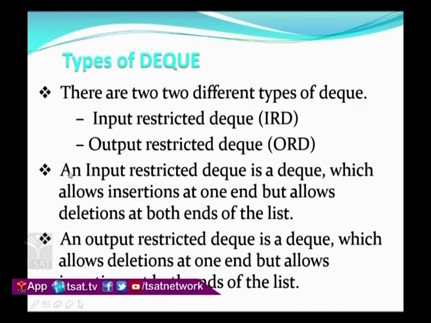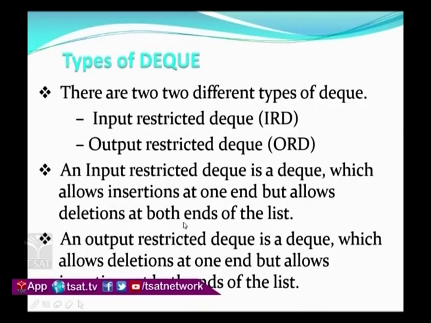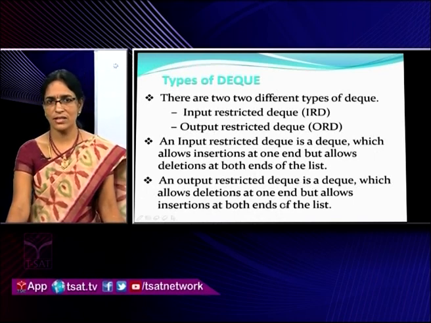These DQs are of two types, input restricted queue and output restricted queue. Coming to the input restricted queue, an input restricted DQ is a DQ which allows insertion at only one end, while deletions are possible at both ends. That means you can insert here or here, but both sides are not possible, but deletions are possible at both sides. That is called an input restricted queue. And an output restricted DQ is a DQ which allows deletions at one end but allows insertions at both ends.